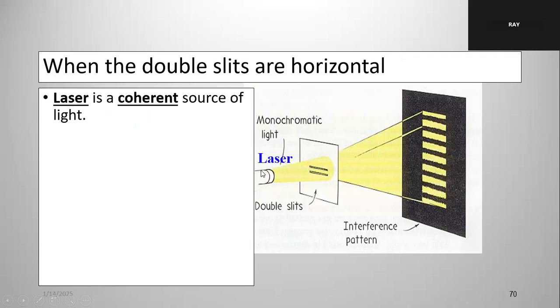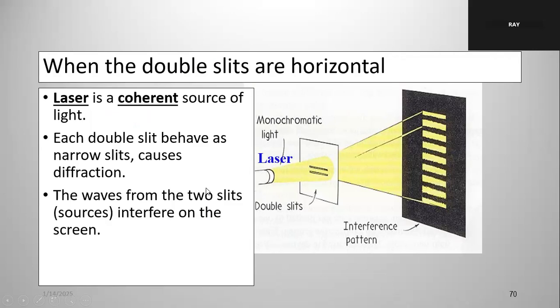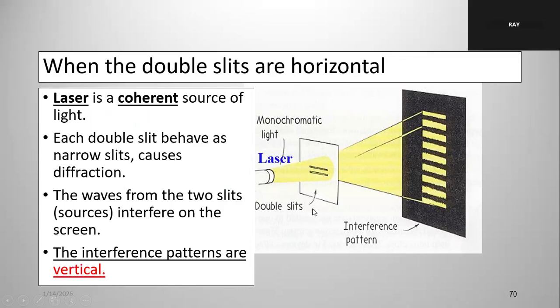Laser is a coherent source of light. Each slit of the double slit behaves as a narrow slit and causes diffraction. Away from the two slits, the two sources interfere on the screen. So the interference pattern is vertical.